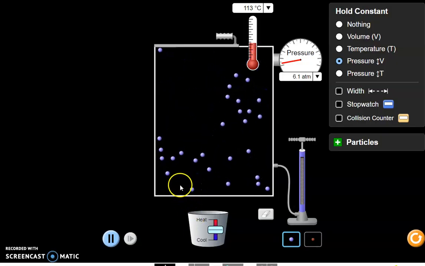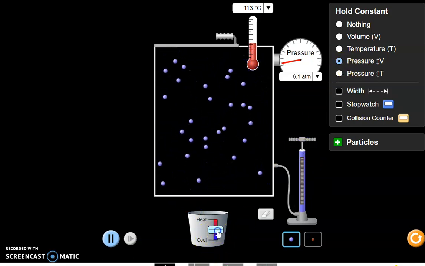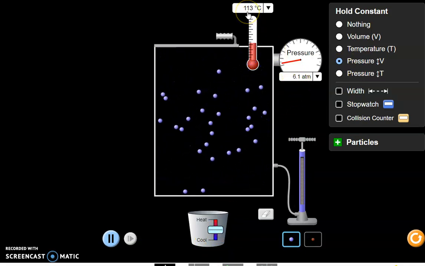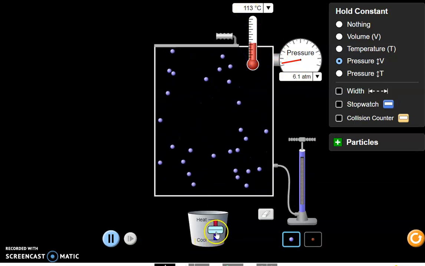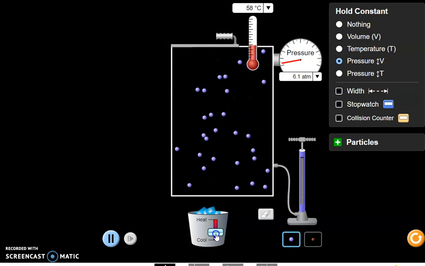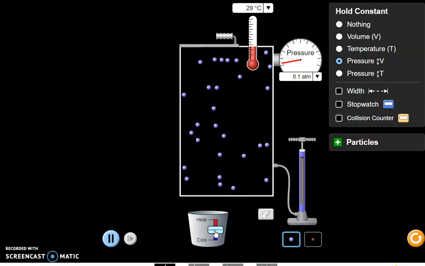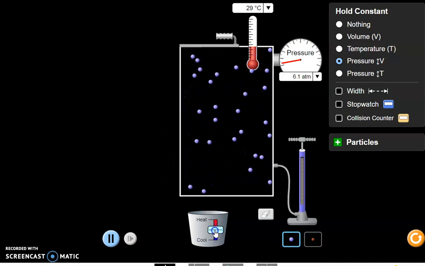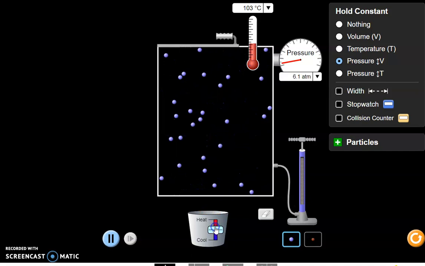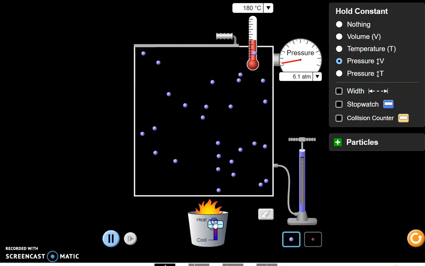on our model. I have set this so that the pressure doesn't change. If I cool this system down, let's first look, pressure is 6.1, temperature is 113. I'm going to cool it down, temperature's falling, pressure is staying the same, the volume of the container is getting smaller. If I heat the system up, we're now at 29 degrees. If I heat it up, we'll see that the temperature is climbing. We're past 100 now, and the volume is getting larger. Pressure is staying constant.